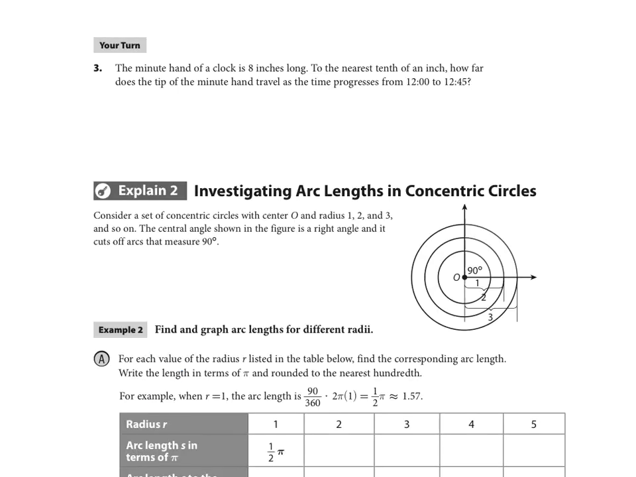On the next page, we're going to do another arc length problem with your turn number 3. This time the minute hand is 8 inches long, and I want to know how far we are rotating if we go all the way from noon to 12:45. So express that as a number of degrees out of 360, and then use the radius and see how far that minute hand is going to travel.